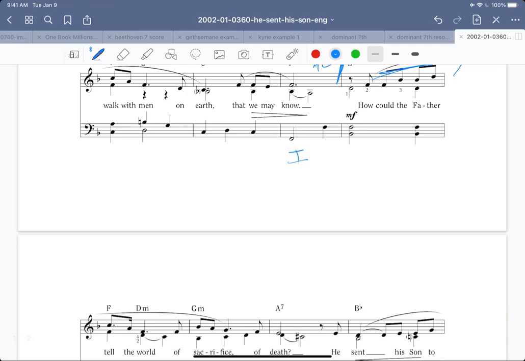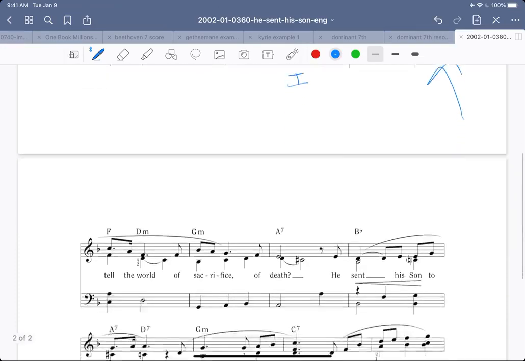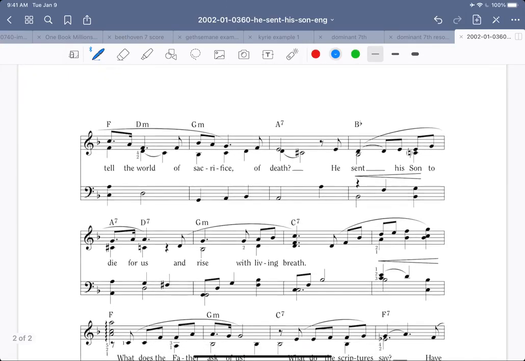So starting right here. What could the Father tell the world of sacrifice of death?